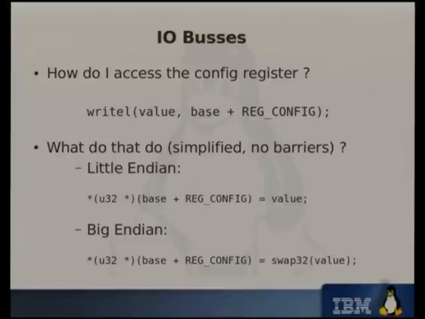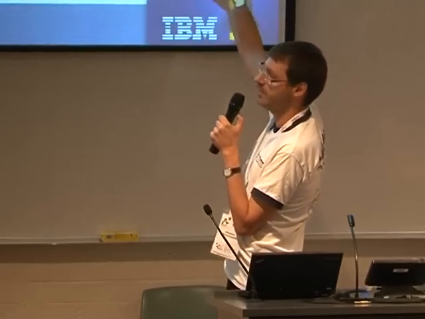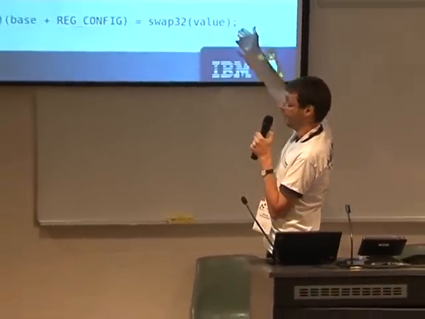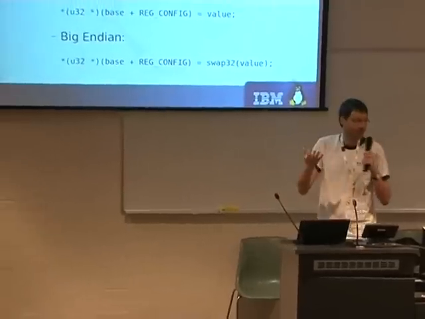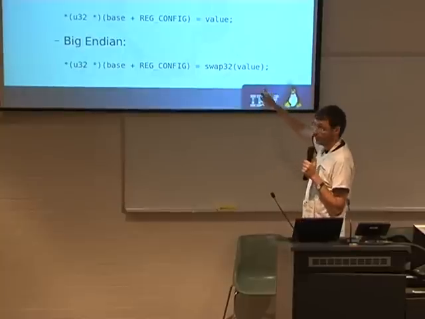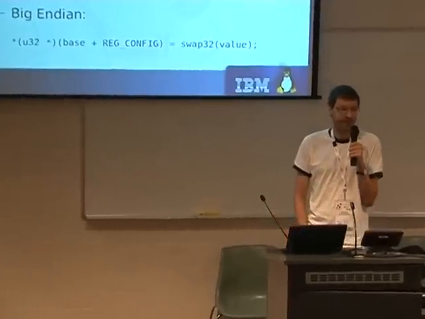This is going to translate, and that's very simplified because I have removed volatiles, memory barriers, and that sort of stuff, on Little Endian into a simple assignment of the value to the pointer. We assume the device is Little Endian, we're on a Little Endian machine, we just write the value. On Big Endian, we are going to swap the value. So far, it seems logical: Big Endian machine, Little Endian device, we swap the value. writel does that for you. And the reason is not really that PCI is Little Endian, it's more like the vast majority of devices out there are Little Endian. The vast majority.